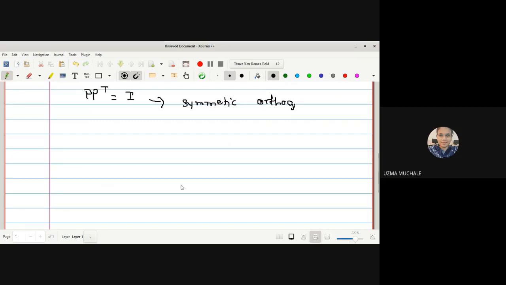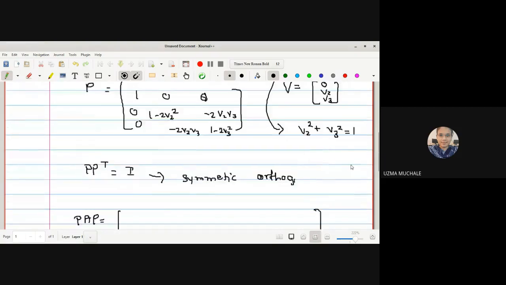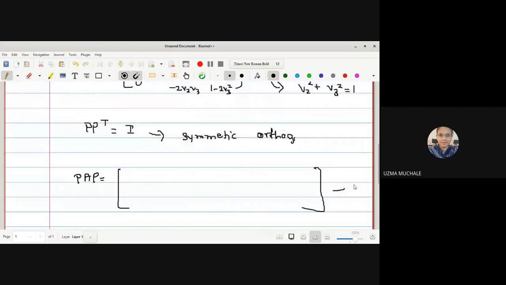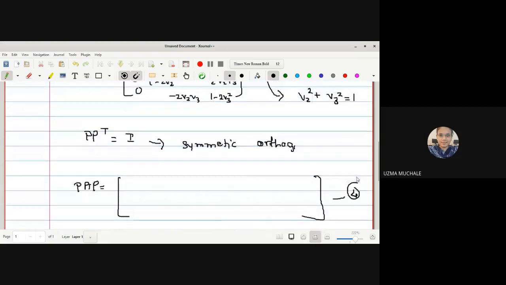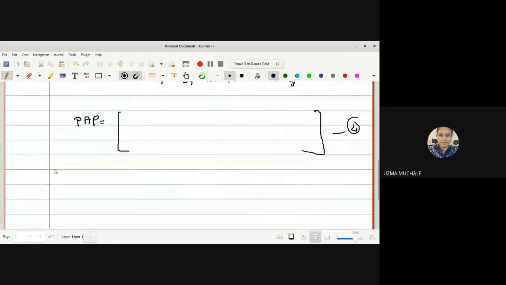After that, we have found PAP. We have done the calculations on it. PAP is equal to a big matrix we have found. Let me name it equation number 4. We have to equate this equation 4 to our equation 2.